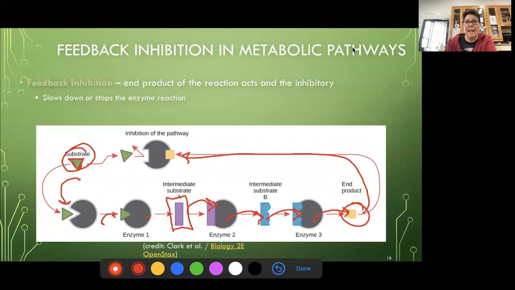This is like the thermostat at your house, right? You set your house at your temperature, your house gets cold, the heater kicks on, you have enough heat, and it turns it off. And that's what it's saying. Okay, we're on, we're all go, go, go, go, go, go. Oh, wait, we're good. We don't need any more. And so this is called feedback inhibition.